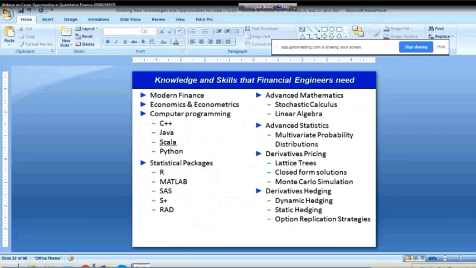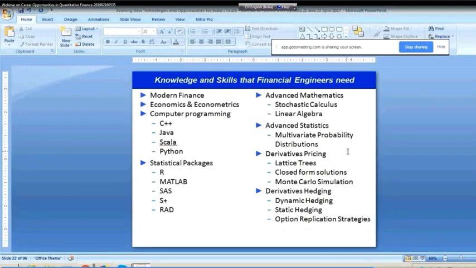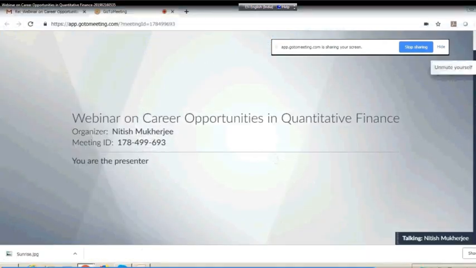See, amongst the programming languages, the simplest one to learn or to pick up is Visual Basic in Excel. That's the easiest one to pick up, and then you can move to languages like R and Python. That should be sufficient to get started. R would be a good starting point.